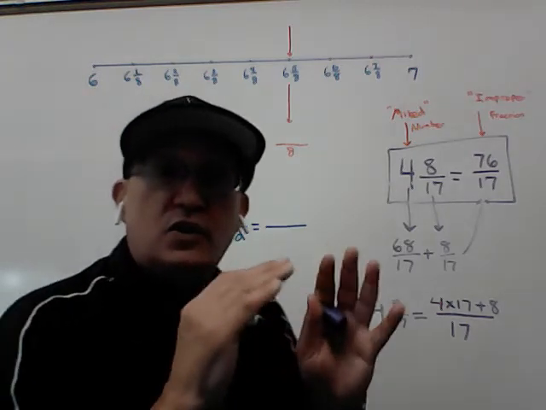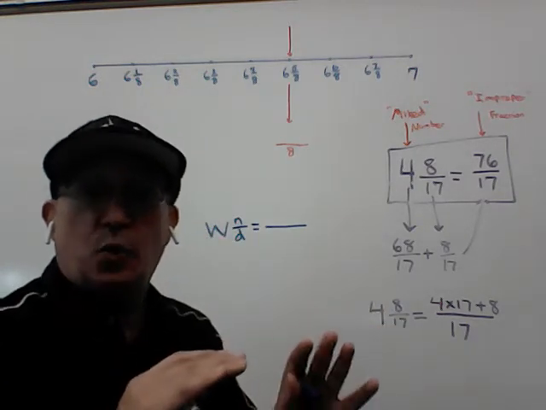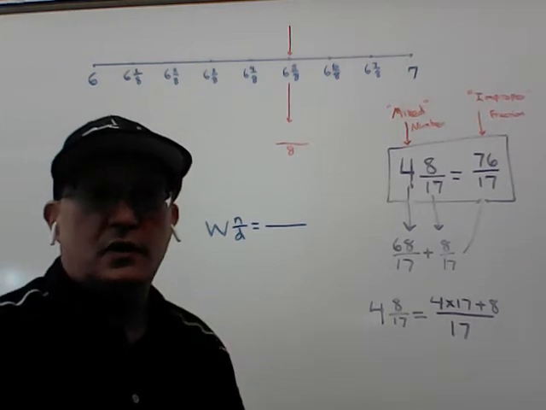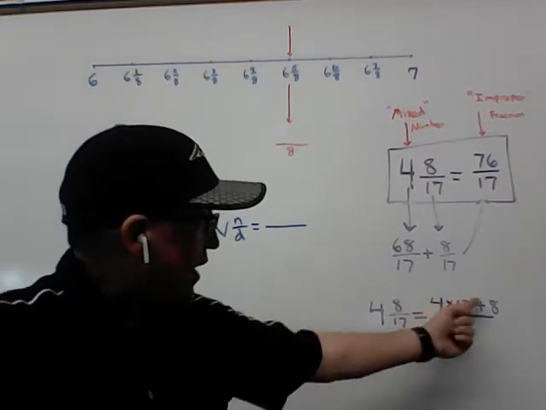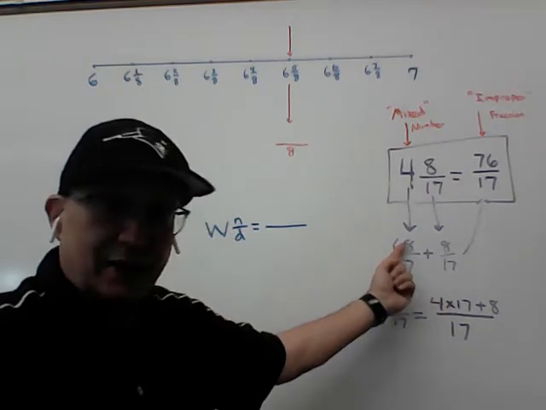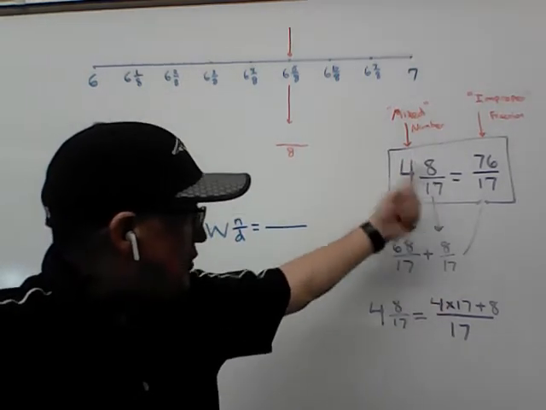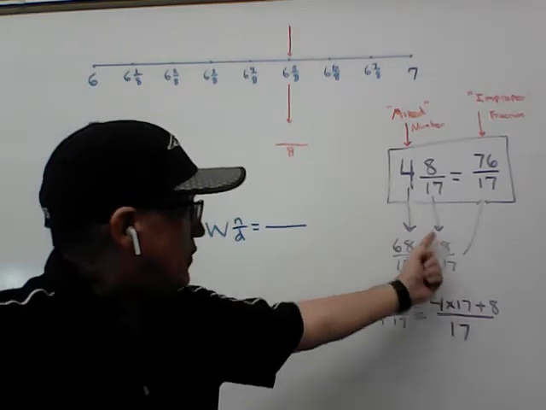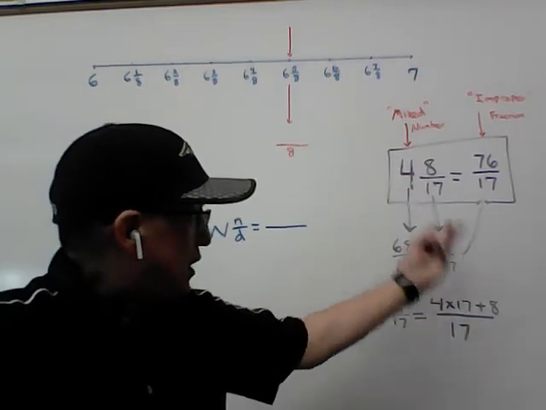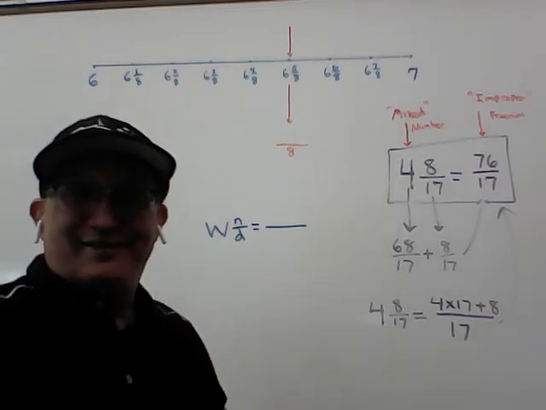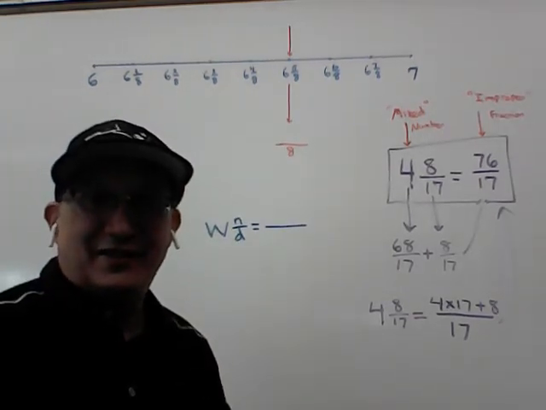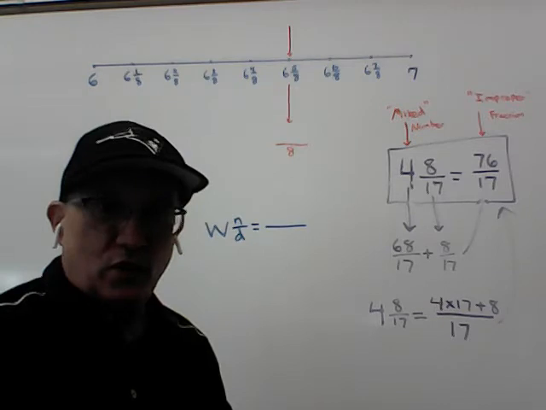I think even at this early stage, you can appreciate why this formula works. Because this 4 times 17, whole number times denominator, that's the 68. That's this 68. But then we have an additional 8/17, so we have to add the 8 up in the numerator there to get the 76/17. It's very straightforward, very logical.